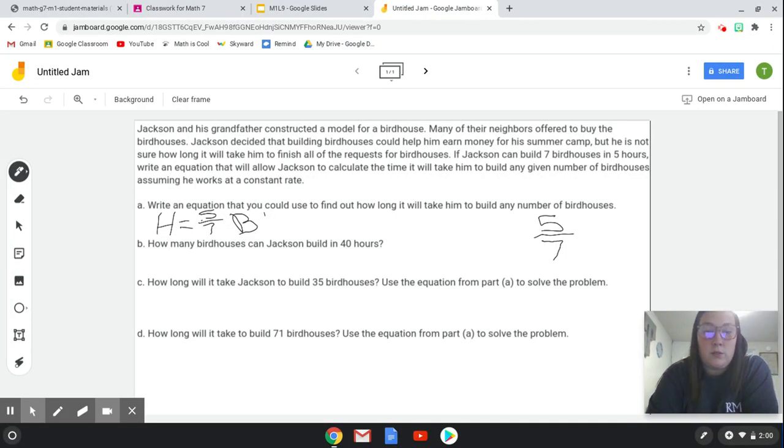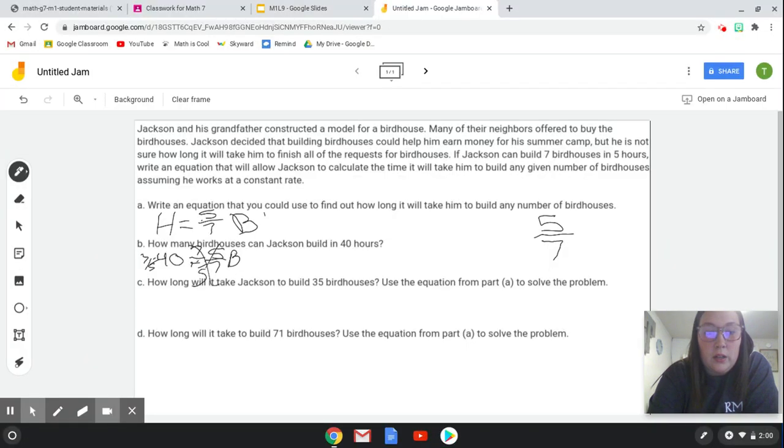So we're going to do that in part B. How many birdhouses can Jackson build in 40 hours? We're given hours. Hours equals 40. And it takes 5/7 of an hour to make 1 birdhouse. Well, we're going to have to get rid of that 5/7. That's kind of tricky, huh? So we're going to have to multiply by the reciprocal, 7/5, to get rid of that. So multiply by 7/5. That fraction just really kind of confuses things.